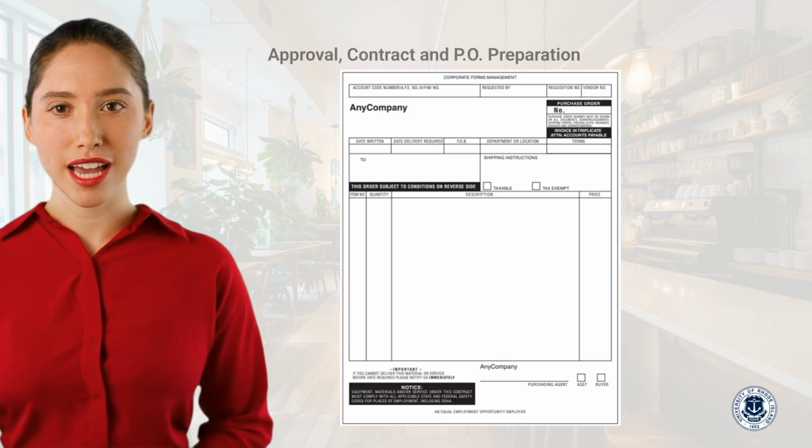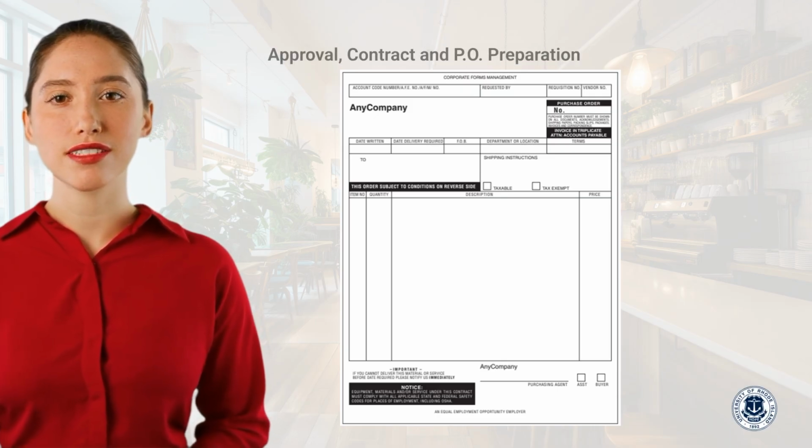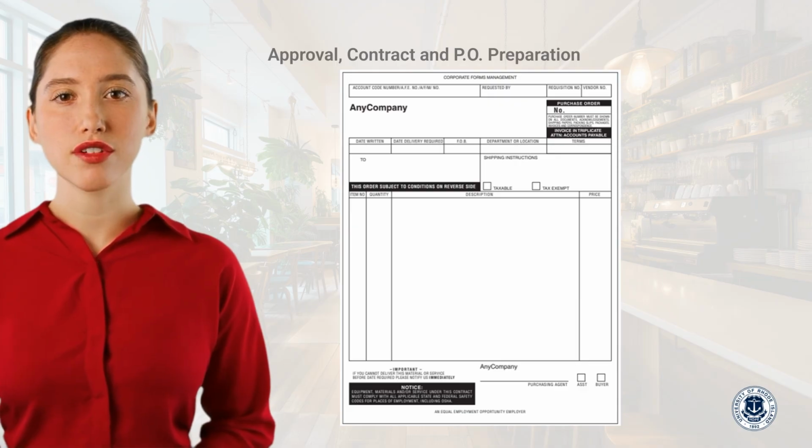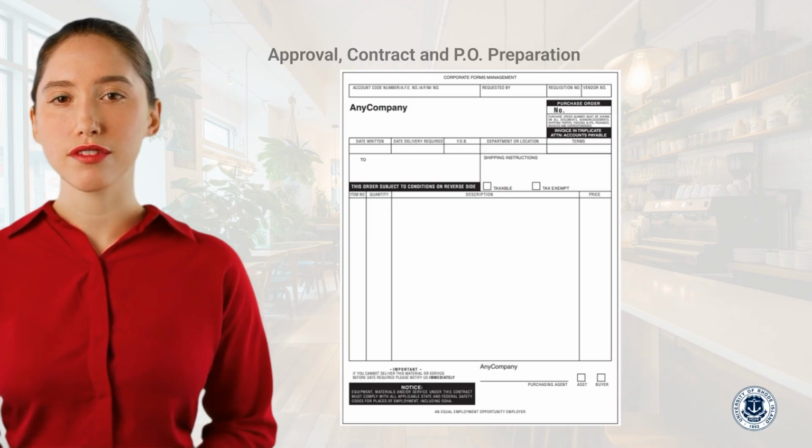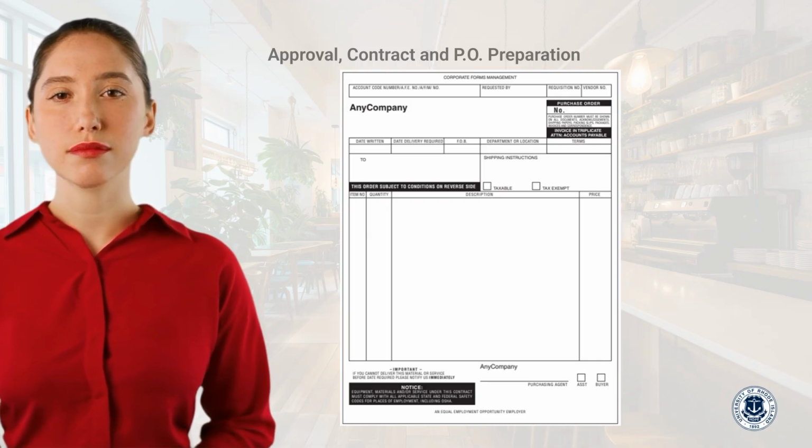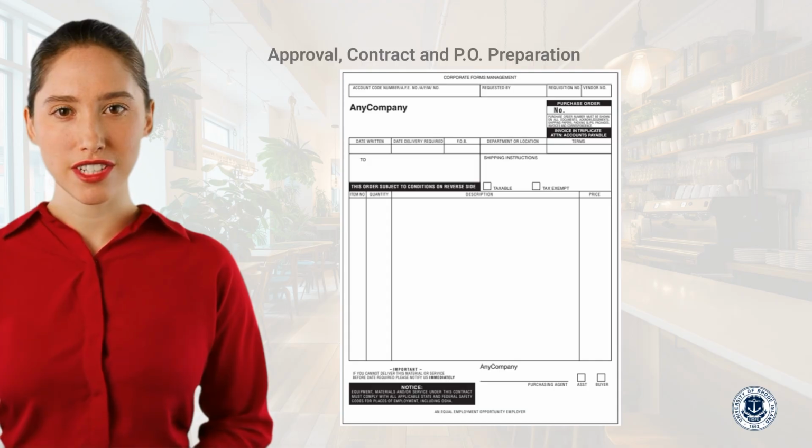Once suppliers are selected, purchasing prepares contract documents and purchase orders, resolves discrepancies, and ensures accurate record keeping. Continuous performance evaluation and process improvement occur throughout the supplier relationship.